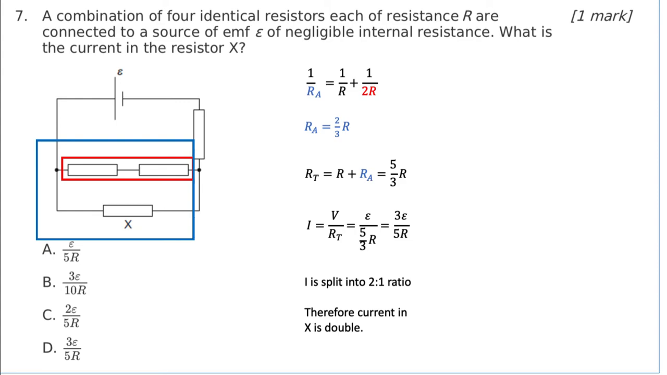a 2-to-1 ratio. Now hopefully you can see that I've got a 3 multiplier there. Well, that means that 2 epsilon over 5R is going to flow through resistor X because it has half the resistance, and therefore 1 epsilon over 5R is going to flow through the red resistors that I've highlighted. Noticing there that we've got 2 going through X and 1 going through the red. 2 plus 1 is our 3 times epsilon over 5R. Very complicated problem, this one. It's really worth taking a bit of time to set up the resistances so that you can really understand what's going on here.